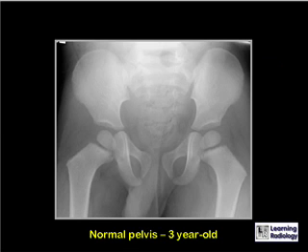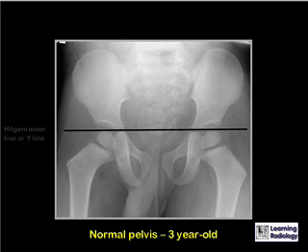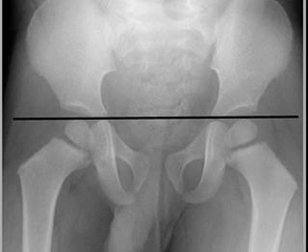This is a normal pelvis in a 3-year-old, and we're going to go through some of the indices that can be used to measure the normal versus abnormal hip. First of all, there is a horizontal line that can be drawn using the inferior borders of the triradiate cartilage, which is called the Hilgenreiner line or the Y line.